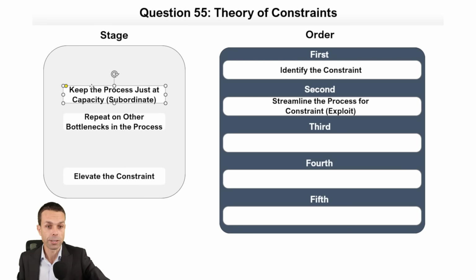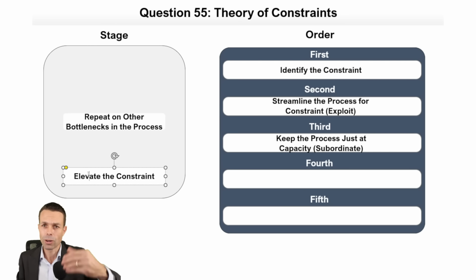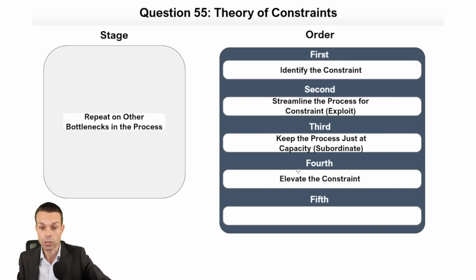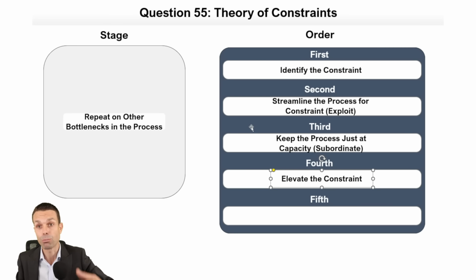Once we've improved it, we're going to keep that process just at capacity. So just below the top capacity that we can handle for that process. So doing the most we possibly can without overloading it. And then once we've done all of that, then we can spend money on it or add resources to it or add system power to it. We can elevate the constraint, but we don't want to do that before we've improved it as much as we can. I hope that makes sense.